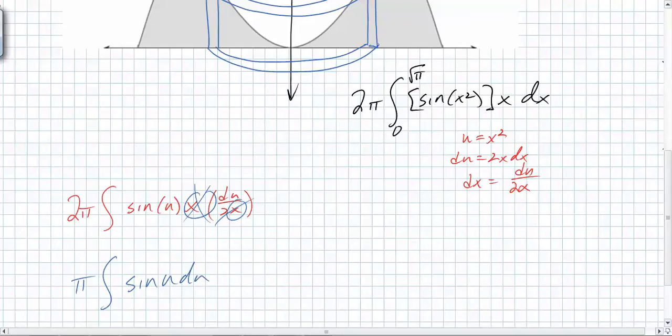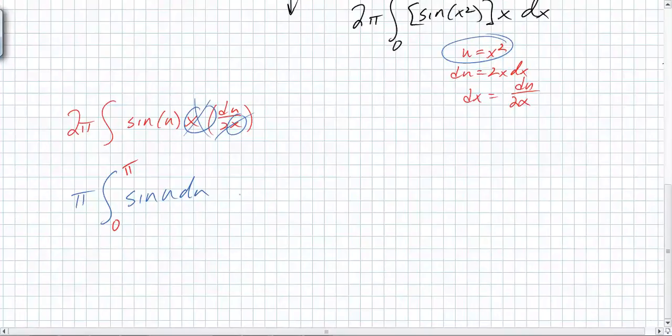Now, what have I not written in? What have I left out? Why did I leave it blank? Need to change the limits, exactly, right. So we know u is equal to x squared, so what do they turn into? Instead of 0 to root pi, what does it turn into? 0 to pi, because you square both of those values.